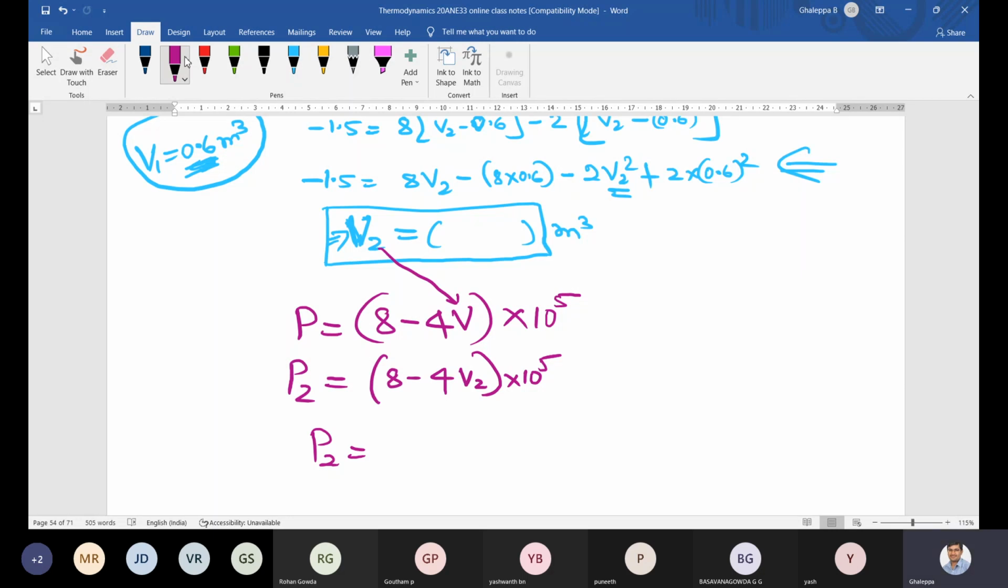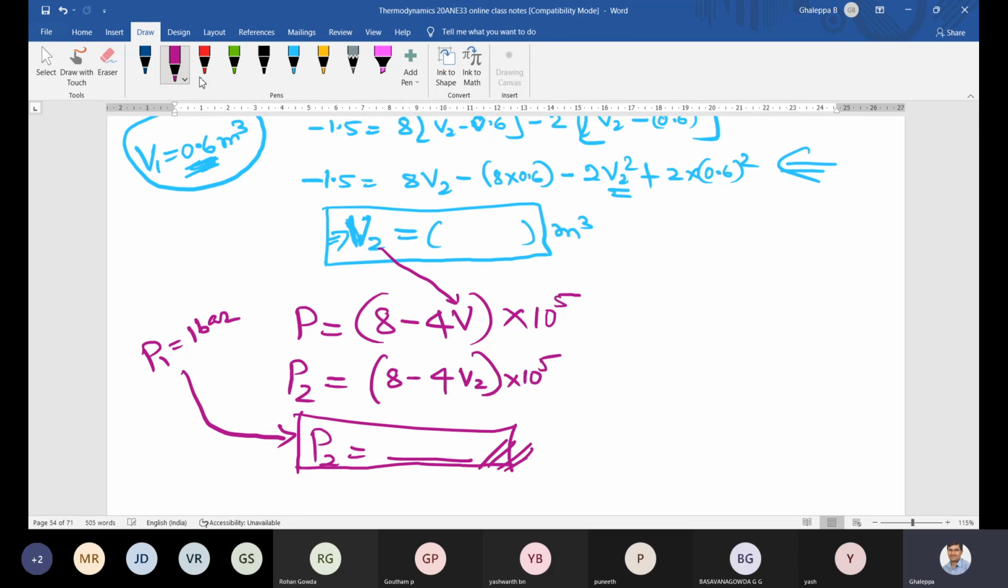Okay, assume P1 is 1 bar. How much is the value of P2? Should P2 be more than 1 bar or less than 1 bar? More than 1 bar, because when you compress any fluid, the pressure of the fluid increases, volume decreases. So you should get more than 1 bar. This is right. Okay, this is the answer. Any doubts?